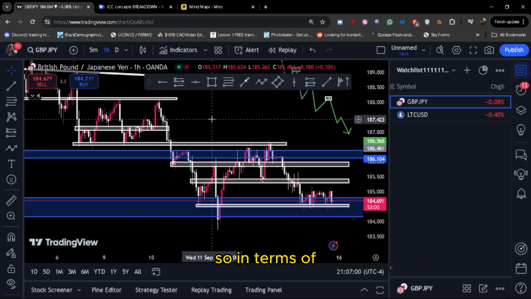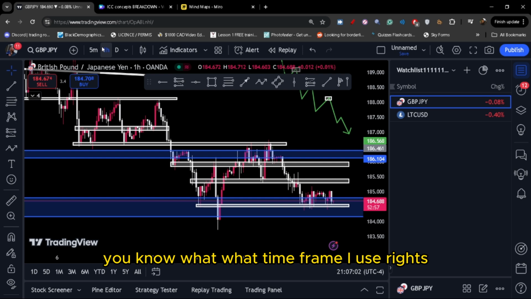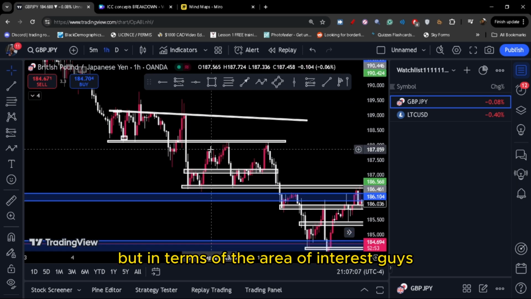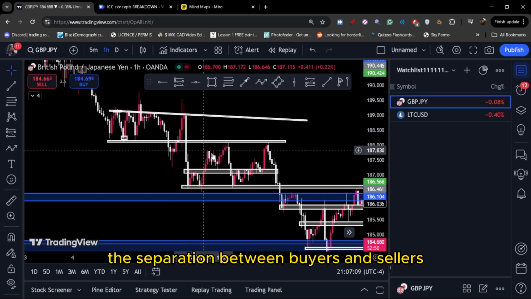In terms of what time frame I use, I only use two time frames, but I'll get into that later. In terms of the area of interest, guys, you have to learn the separation between buyers and sellers and how to mark it.